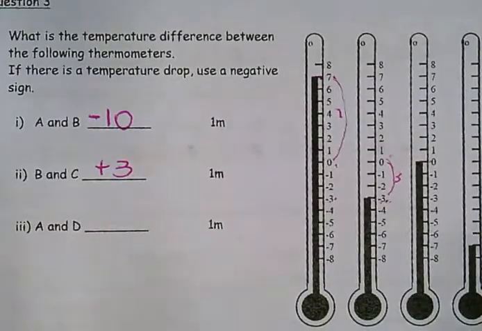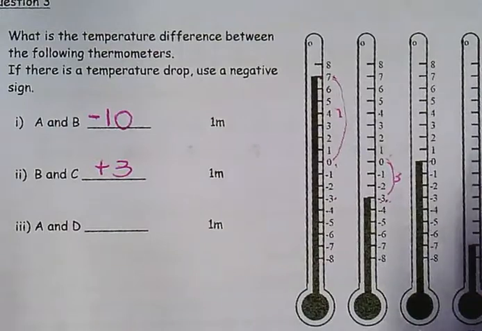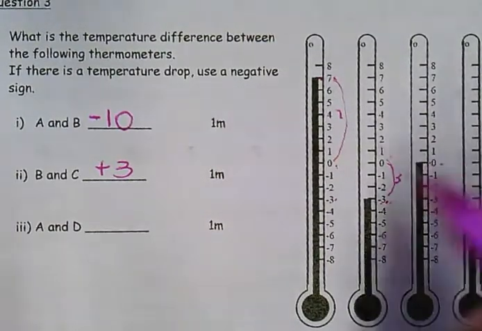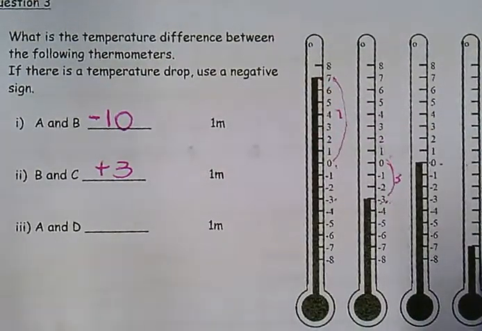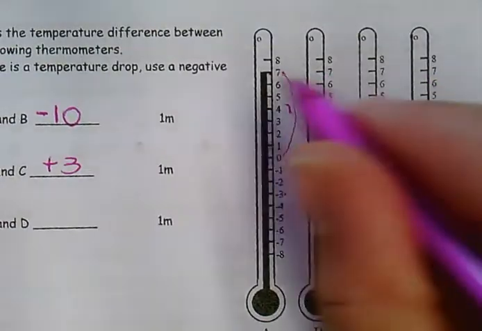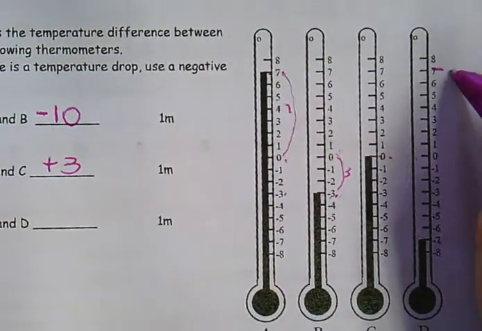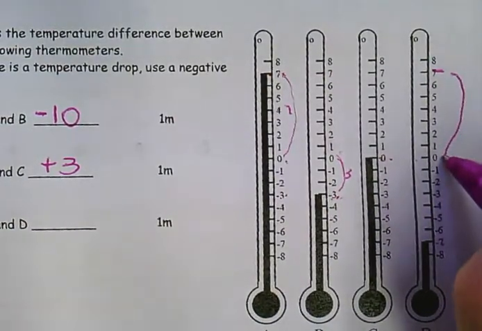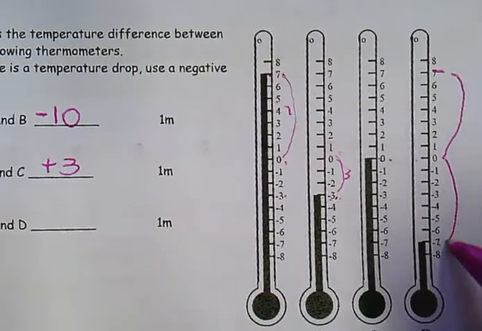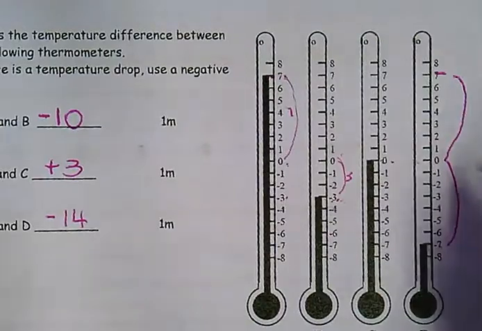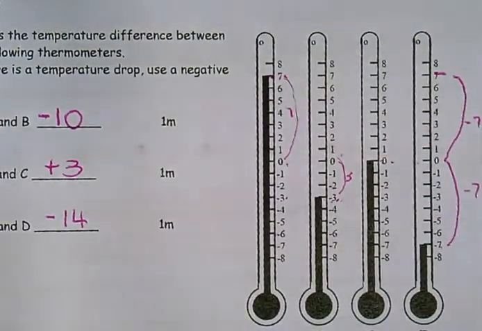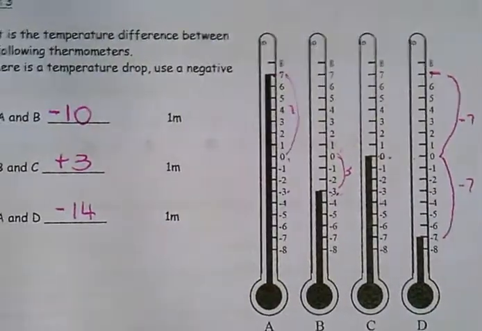Okay. And the last one, A and D. Looks like we've dropped from 0. Sorry, no, A and D. We've dropped from 7 down to -7. Sorry. So A is up here at 7, and we've dropped down to -7, so we should drop to 0 first. That's 7 down, and another 7 down. So that drop is -14, because I'm going down 7 and down 7. Okay? All right.